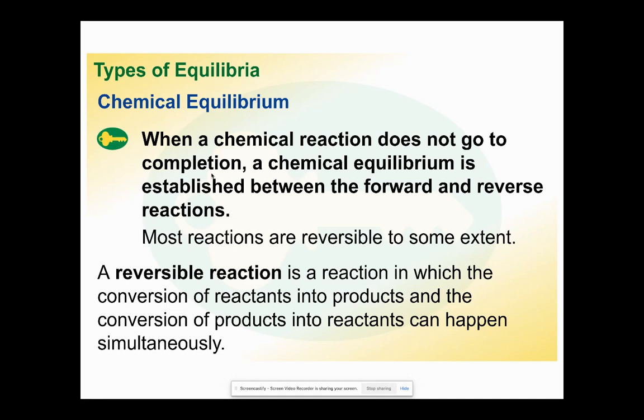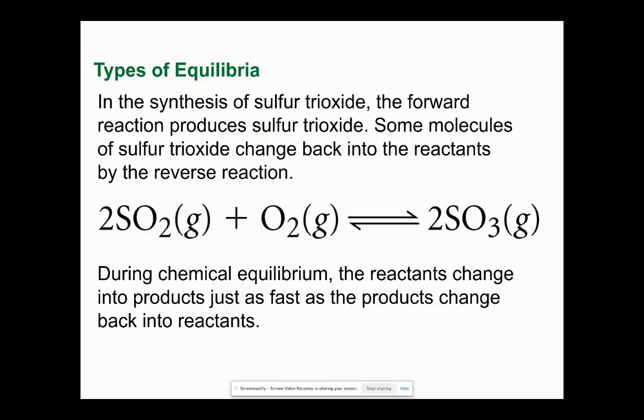So let's talk about chemical equilibrium. When a chemical reaction does not go to completion, the chemical equilibrium is established between the forward and reverse reactions. Most reactions are reversible to some extent. A reversible reaction is a reaction in which the conversion of the reactants into products and the conversion of products into reactants can happen simultaneously.